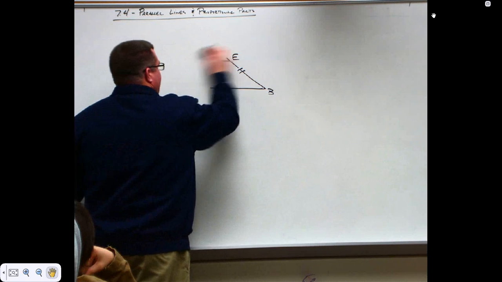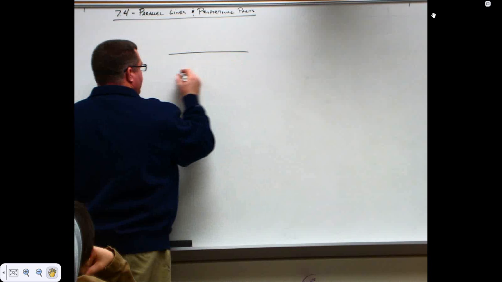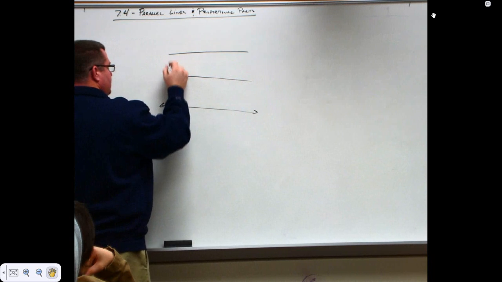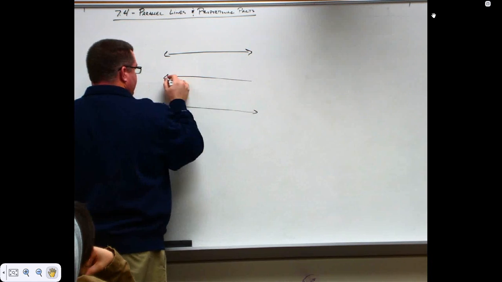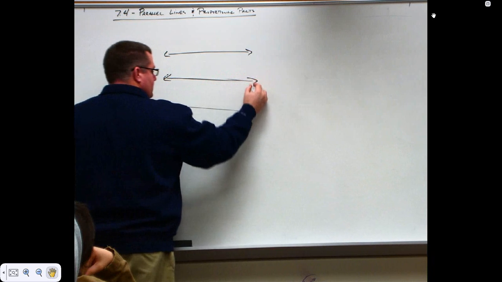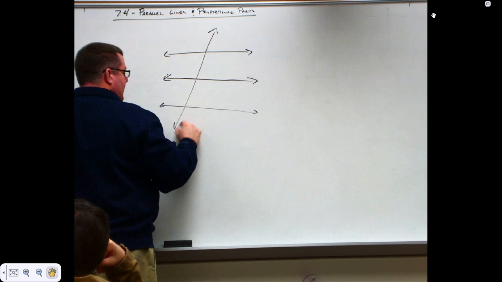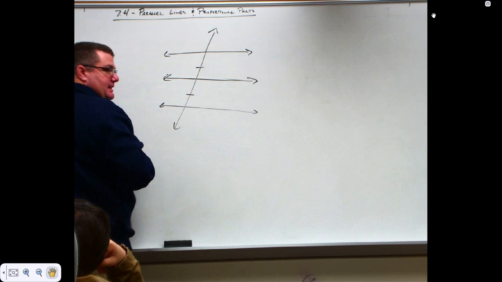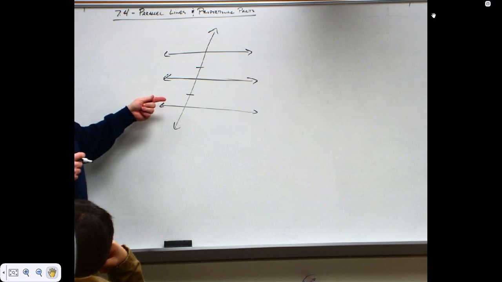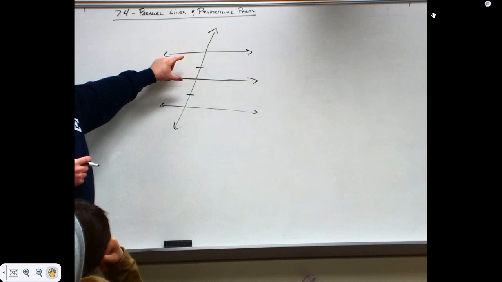The last one is really common sense. If I have 3 parallel lines, I didn't do a very good job of drawing them. And I draw one of these, and I say that this distance is equal to that distance. What am I saying? That we have parallel lines that are the exact same distance apart, aren't we? Isn't that what that means? I'm saying this distance right here is the same as this distance right here.